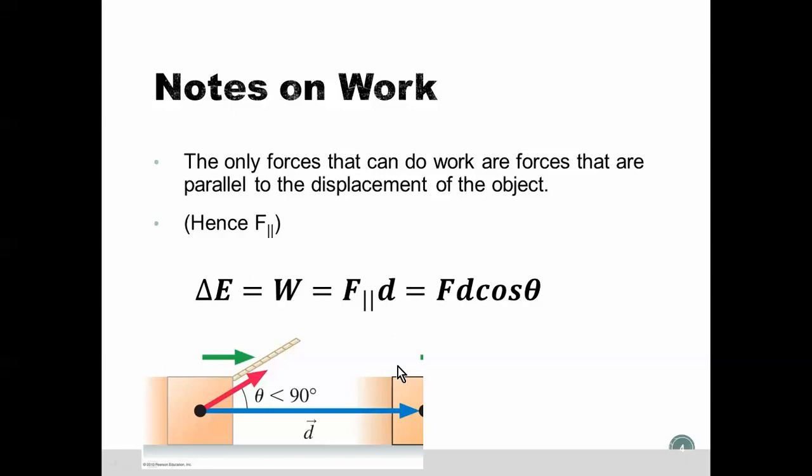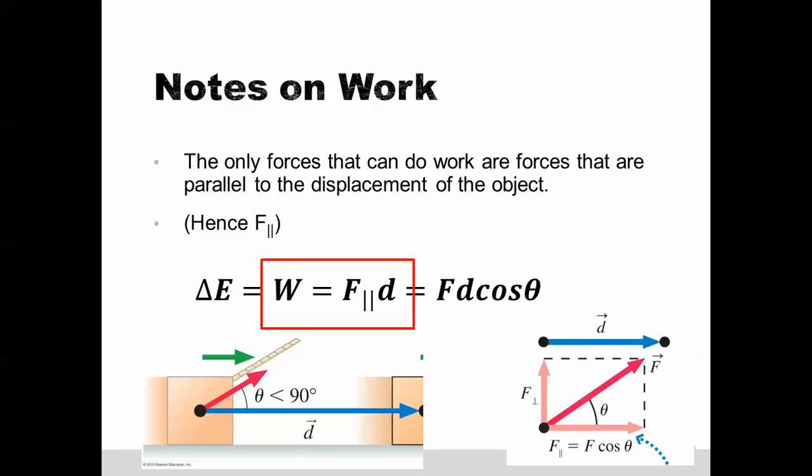In this problem, we have a box being pulled by a string at an angle, but the only component of that force that's going to do work is the part that is parallel to the displacement vector. So if you drew this force, the string force, as a vector, you would have its parallel component, or its x component, and its perpendicular component, or its y component. Only the parallel component will do work. And from our trigonometry, that parallel component is equal to F cosine theta.